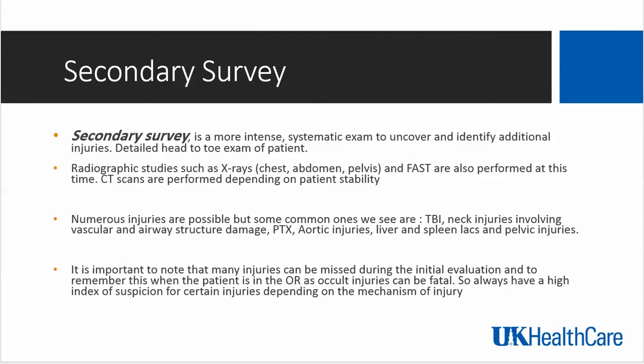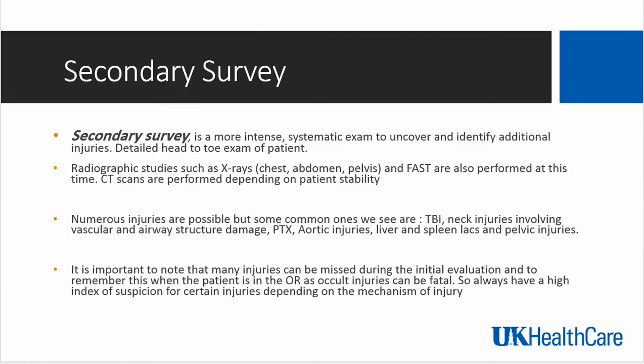Once you're done with the primary survey, you proceed to the secondary survey. The secondary survey is a more intense systematic exam to uncover and identify additional injuries, essentially a detailed head-to-toe exam of the patient. Radiographic studies such as x-rays of the chest, abdomen, pelvis, and the FAST are also performed at this time. CT scans are performed depending on patient stability.